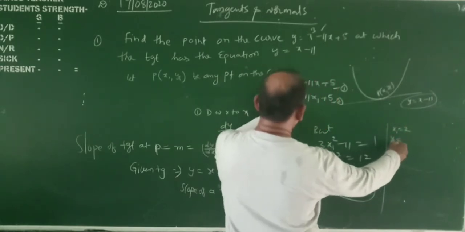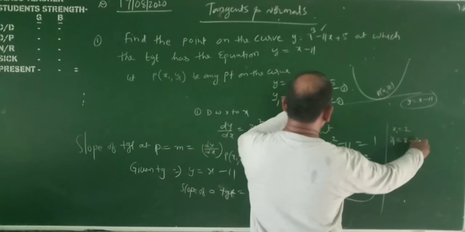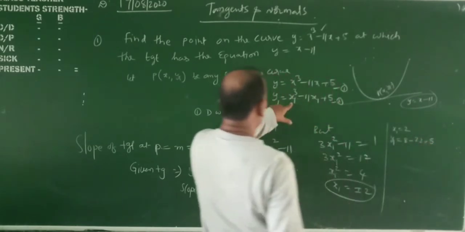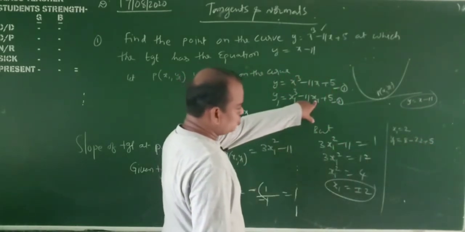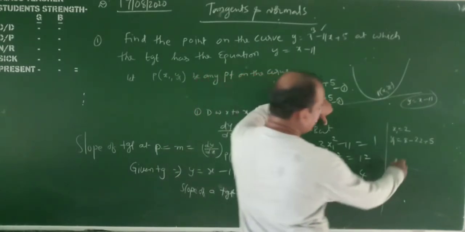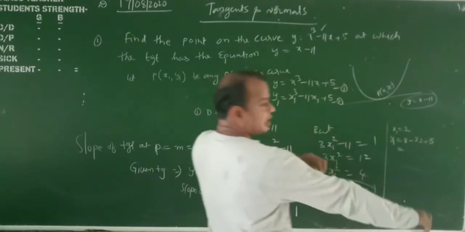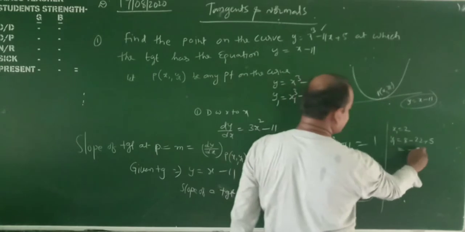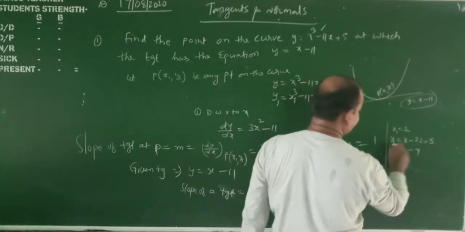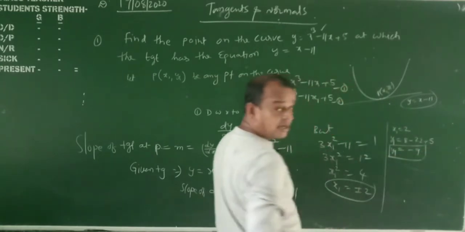y1 is equal to 2 cubed, which is 8, minus 22, plus 5. That is 2 cubed minus 11 into 2, which is 22, plus 5. 8 plus 5 is 13, 13 minus 22 is minus 9. So y1 is equal to minus 9. The point is 2 comma minus 9.